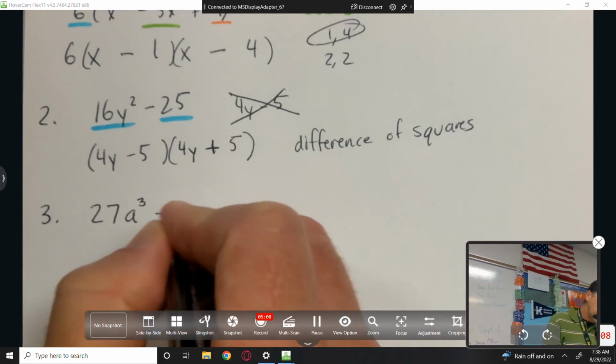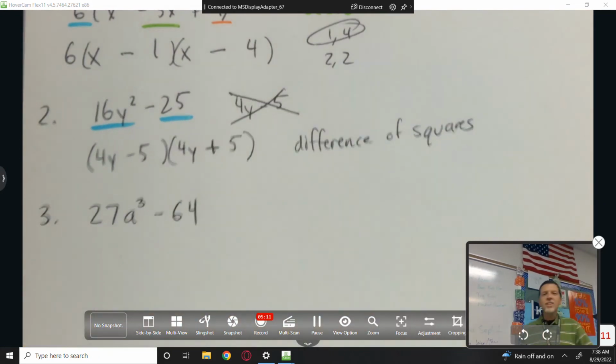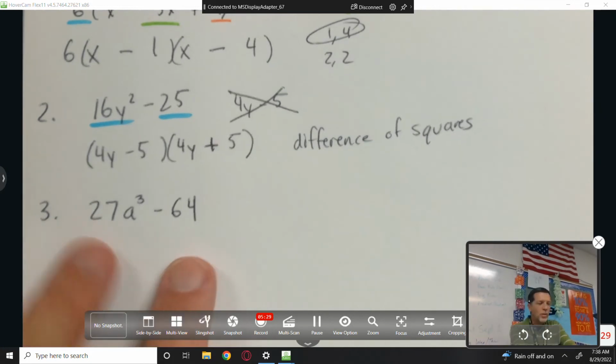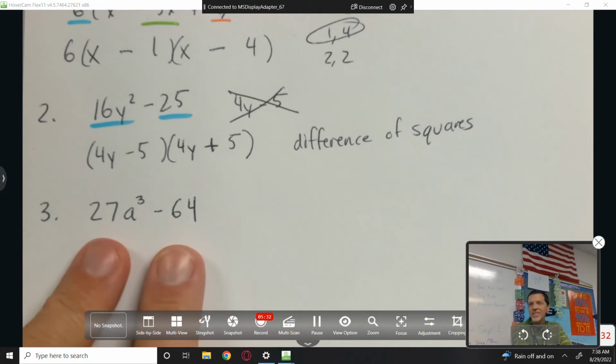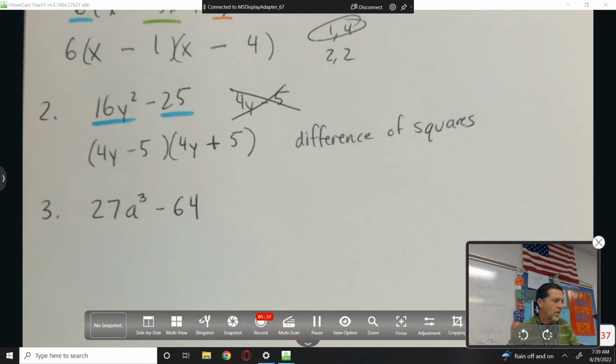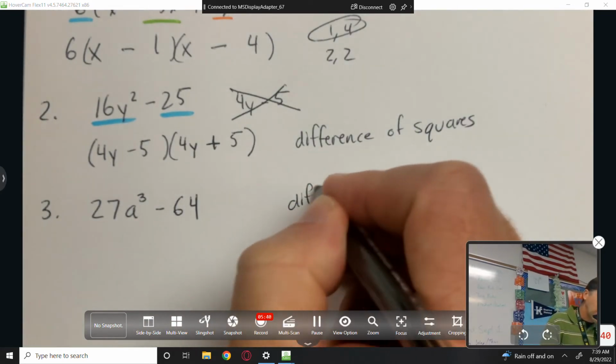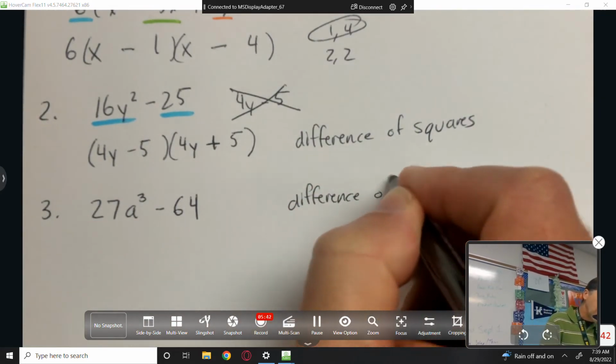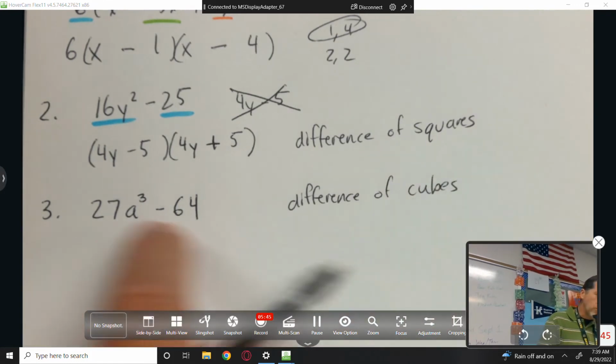27a cubed minus 64. This is one that students don't like because we don't use it very often. Do you recognize what's going on here, even if you don't remember how to do it? Okay, SOAP. Do you remember what this is called? Like what are both of these things? Those were both squares. These are both perfect cubes. And so this is a difference of cubes. So that's step one, is recognizing, okay, both of those are perfect cubes.